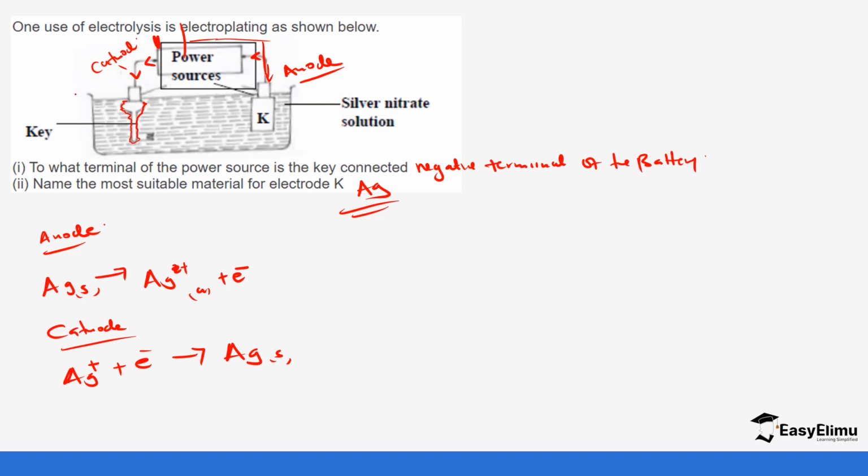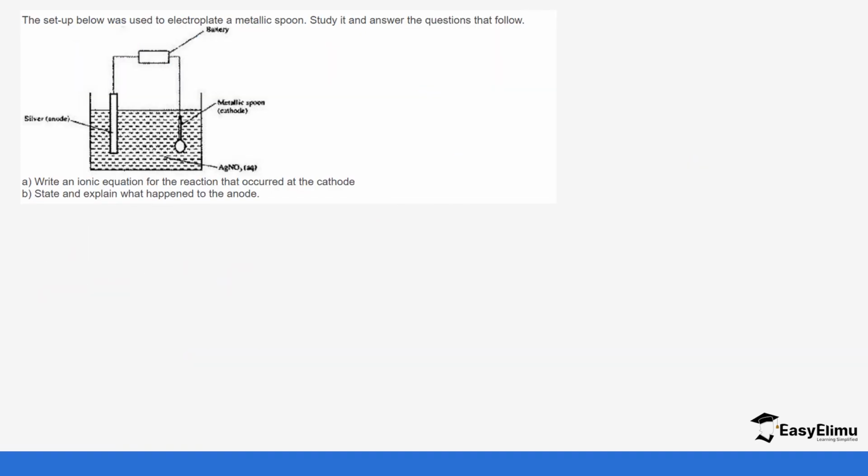Let's look at one more example. The setup below was used to electroplate a metallic spoon. Study it and answer the questions that follow. Write an equation for the reaction that occurred at the cathode. State and explain what happened at the anode. First we need to identify the anode and the cathode, which we have been given. We have the anode, which is silver, then the silver nitrate solution, and the cathode, the metallic spoon.